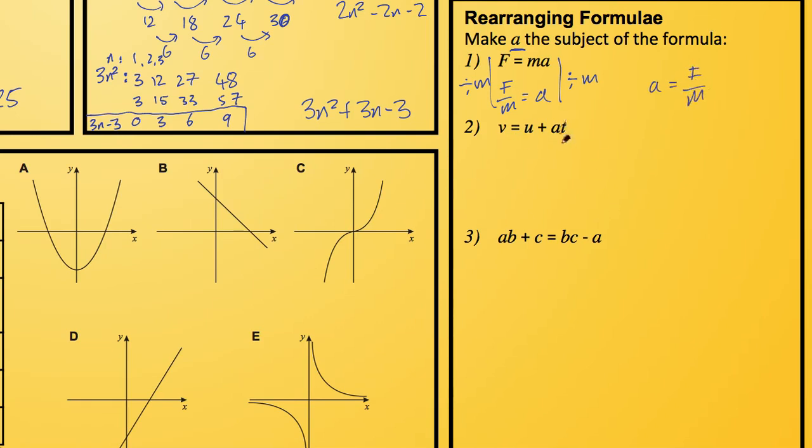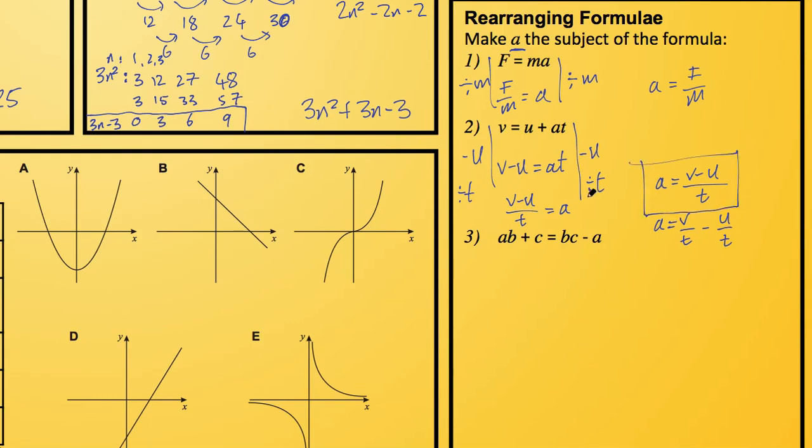In this one I need to get A on its own again, so first step is to get rid of the separated term. V minus U equals AT, and now that I've got this bit on its own, divide by T, and I'm dividing everything by T, so I get V minus U over T equals A, so my rearrangement is V minus U all over T. That could also be written as A equals V over T minus U over T. That would also be correct. That's kind of the simpler version of the rearrangement.